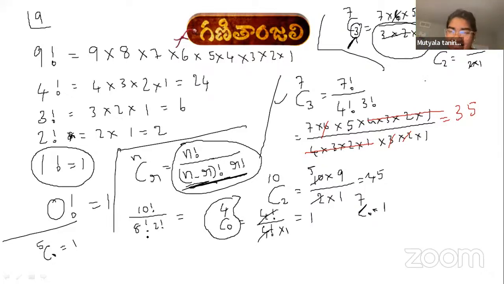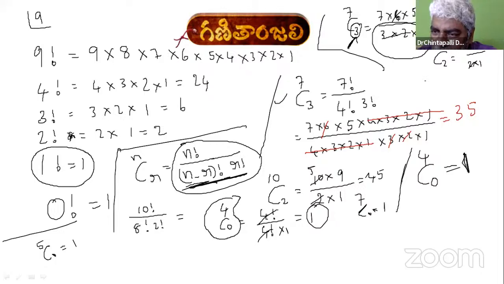You are vegetarian. You are asked to choose one from these 4 cookies. Then what would you say? I don't want anything. That means selecting 0 things out of 4 things, and the answer is 1, because that's the only choice. That's why 4C0 is equal to 1, 5C0 is equal to 1, 6C0 is equal to 1. That means NC0 is equal to 1.